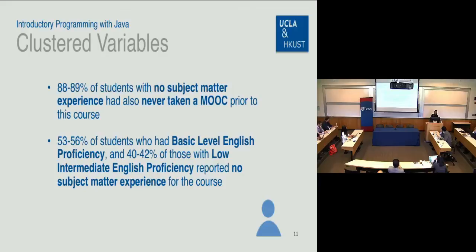For this course, I'm looking at clustered variables, so all of those combined. So 88 to 89% of our students that didn't have any subject matter experience also never took a MOOC before. So this is a particular kind of student, and it's a pretty significant chunk. 53 to 56% who had a basic level of English or a low intermediate English proficiency had no subject matter experience. So this is a certain subset that's going to need a little bit more support, and they're going to need a set of pathways that is relevant to them. And at the same time, you're going to have students who have degrees and who want to challenge, so you have to cater to them all.